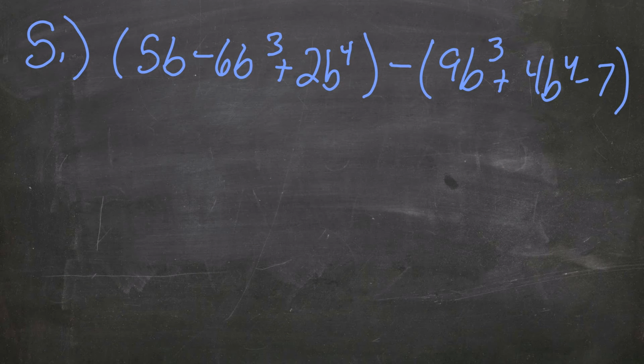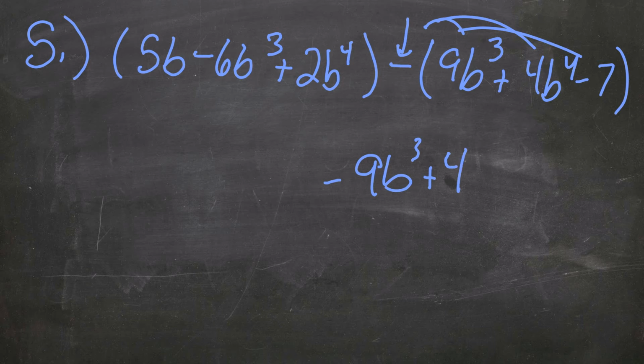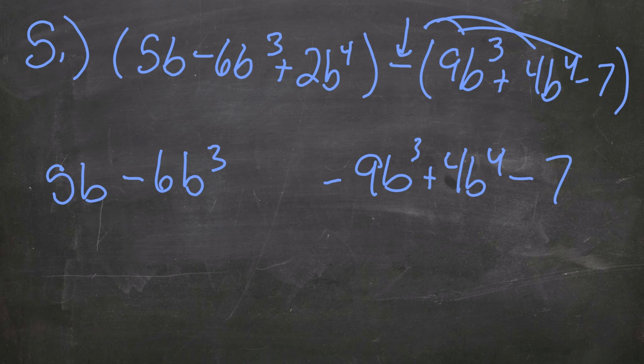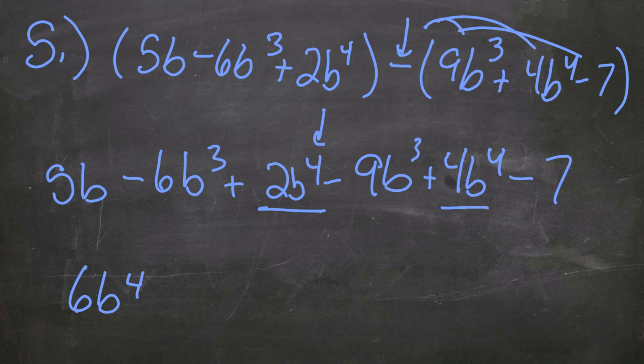Alright. 5 is just like number 2, so I see the minus sign in front. It tells me to change all those signs. So it becomes minus 9b cubed plus 4b to the 4th minus 7. And then the first parenthesis just stays exactly the way it is: 5b minus 6b cubed plus 2b to the 4th. I see that 4 is my highest exponent, so I start with that. 2b to the 4th plus 4b to the 4th is 6b to the 4th.